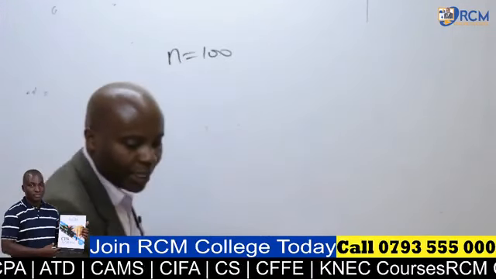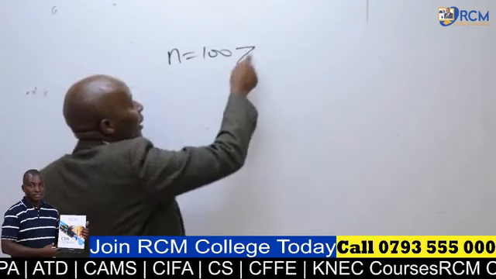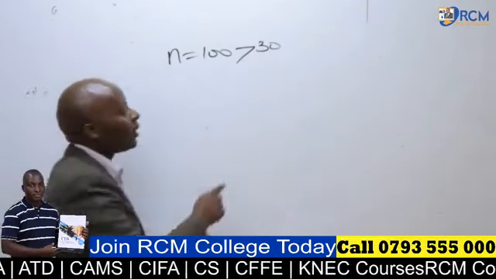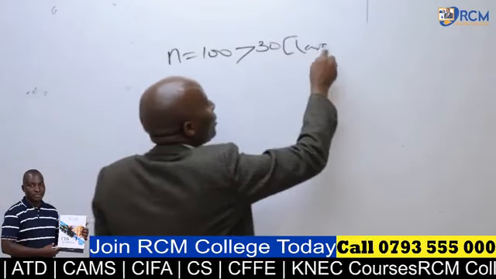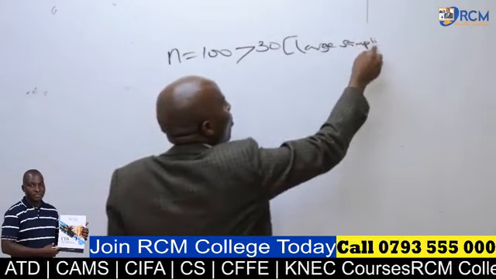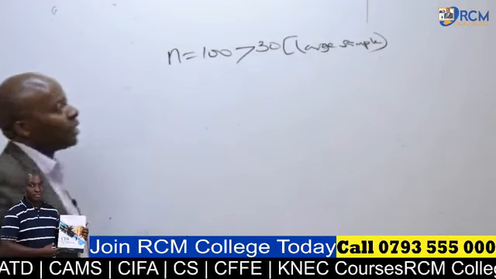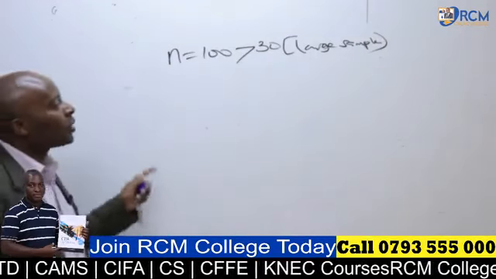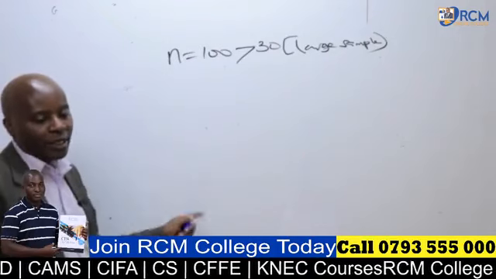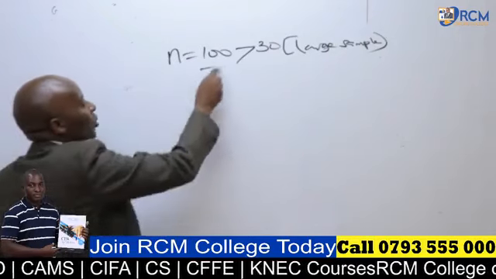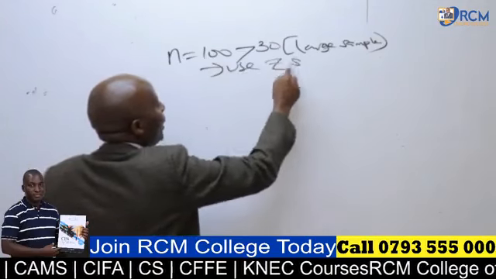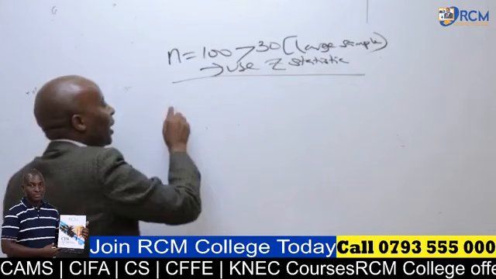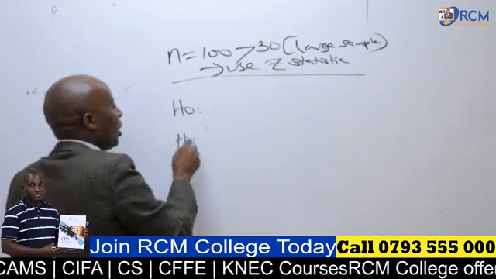If n is 100, we know our benchmark is 30. So it means that this is more than 30, meaning that we are dealing with a large sample. And if that is the case, large sample, I know that calls for a Z statistic. So here, use the Z statistic and leave it up there, and then come and say H0, come and say H1.